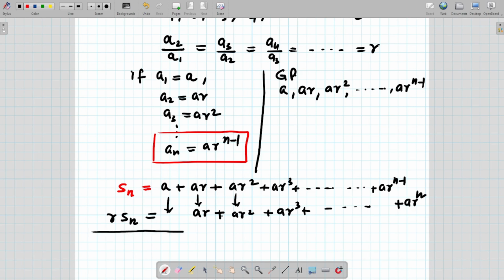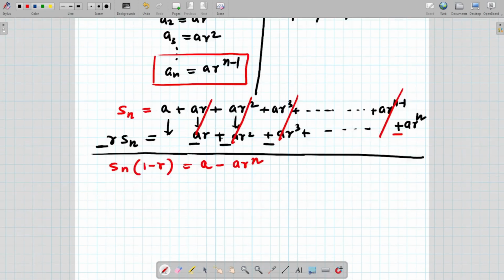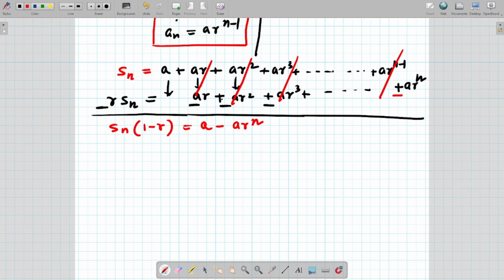Let's draw a line and subtract. Negative, negative, negative, negative. What is it that we shall get? Here we will get Sn bracket 1 minus r. Here we shall get a, and everything else will get cut like this. And finally this will also get cut. I will get minus arn. Are you with me? Is it clear, this step?